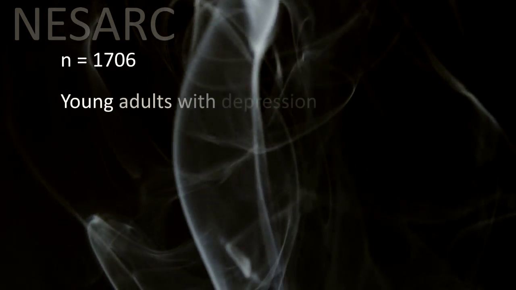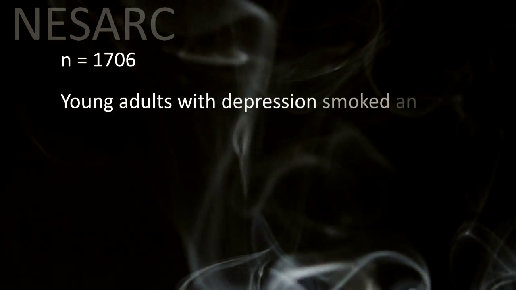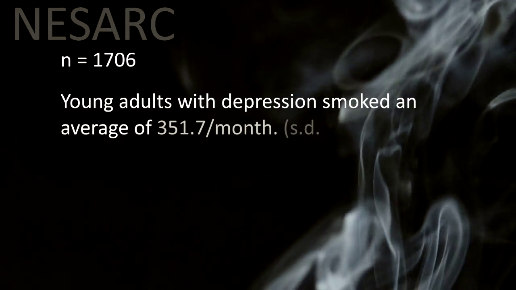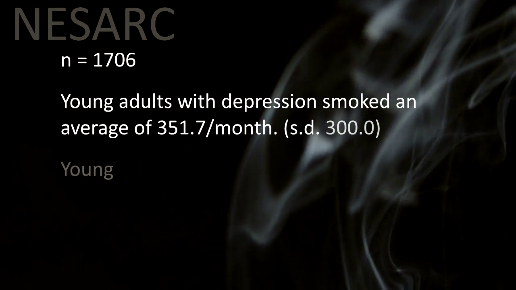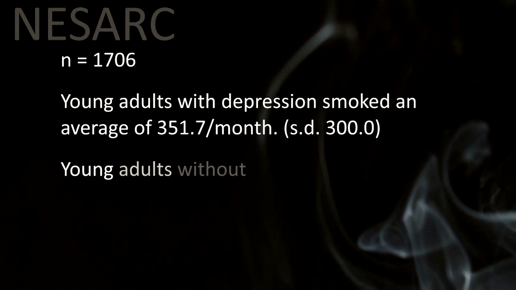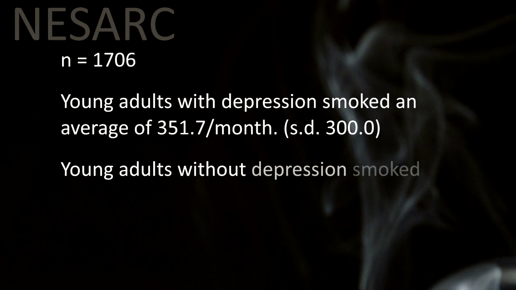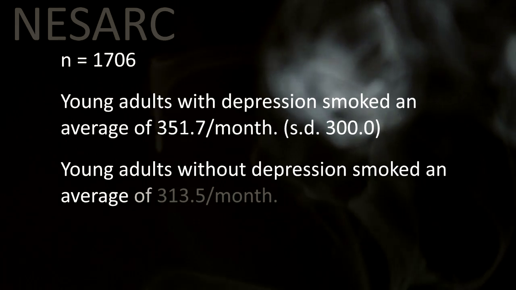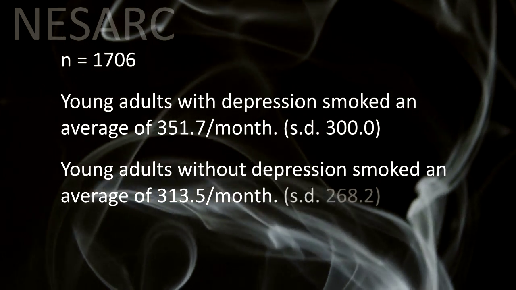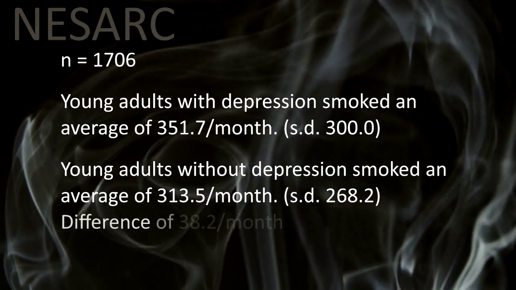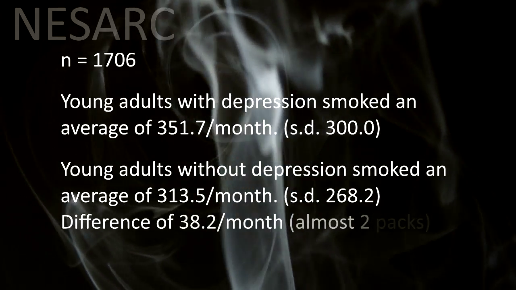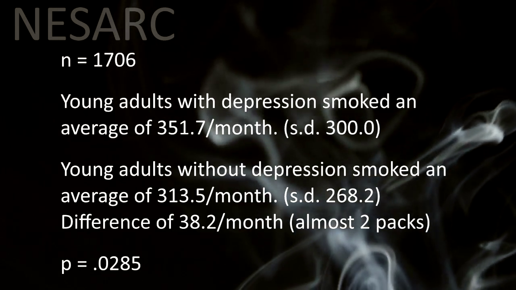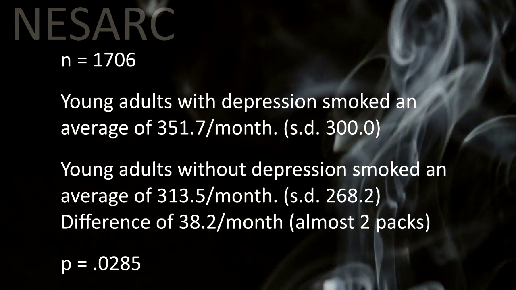With this sample, we find that young adults with depression smoked an average of 351.7 cigarettes per month, with a standard deviation of 300 cigarettes. Young adults without depression smoked an average of 313.5 cigarettes per month, with a standard deviation of 268.2 cigarettes. So the difference between quantity of cigarettes smoked among young adults who smoked in the past year, with and without depression, is 38.2 cigarettes per month, almost 2 packs.